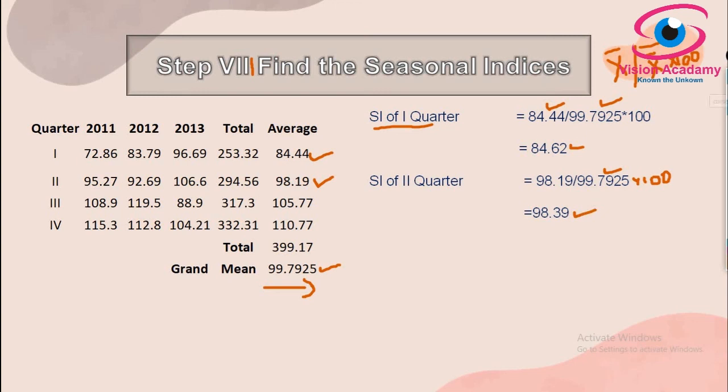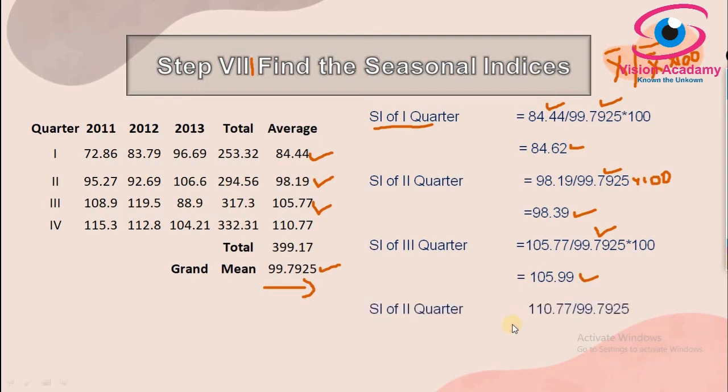98.39. Let's see the third quarter calculation then. For the third quarter, the mean is 105.77 and the grand mean is 99.7925, into 100 will be 105.99, the seasonal index of the third quarter. And for the fourth quarter, the mean of the fourth quarter is 110.77 and the grand mean is 99.7925, so the seasonal index of the fourth quarter is 111.